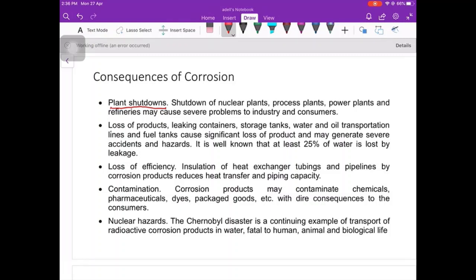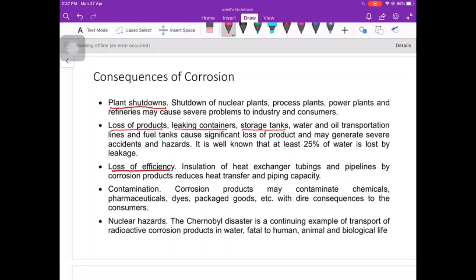Okay, and another consequence is the loss of products, such as leaking. Okay, like a petrol station, it contains a storage tank underneath or underground, so it will react with the environment. If the tank is not protected, it will slowly or gradually leak the products. For example, petroleum in that tank will be released to the atmosphere. So the petrol station will lose the products.